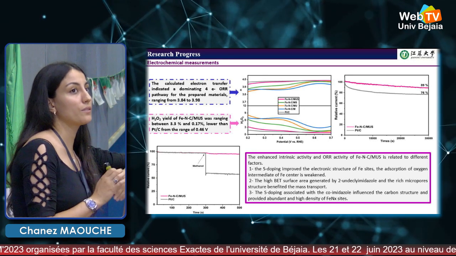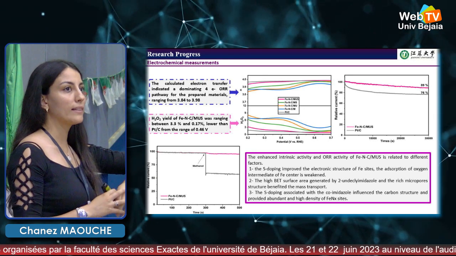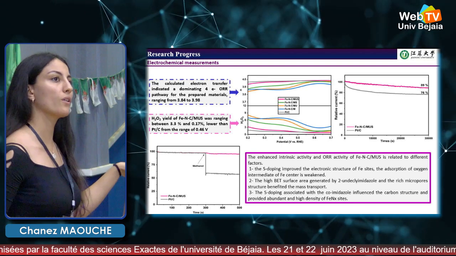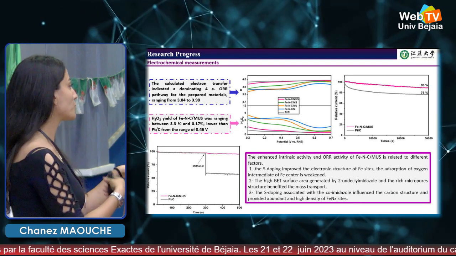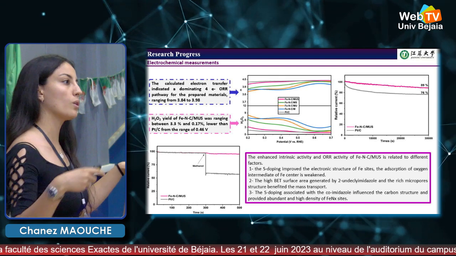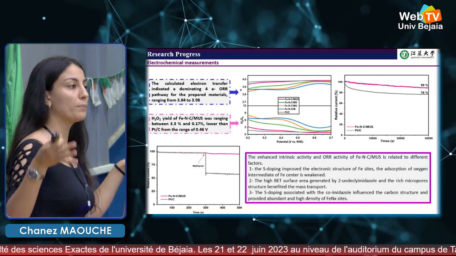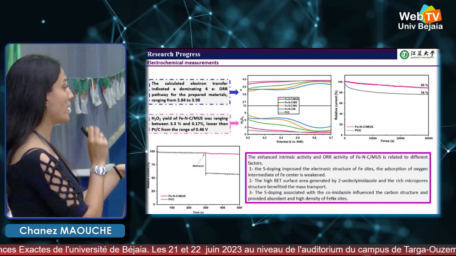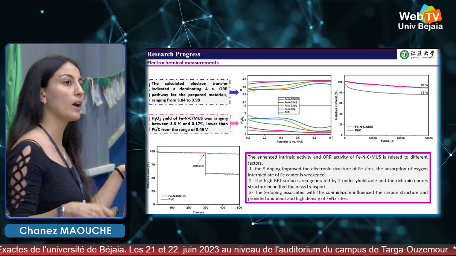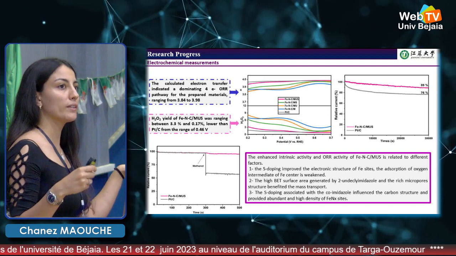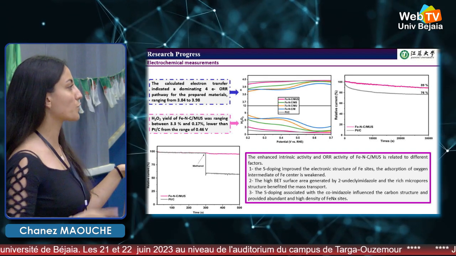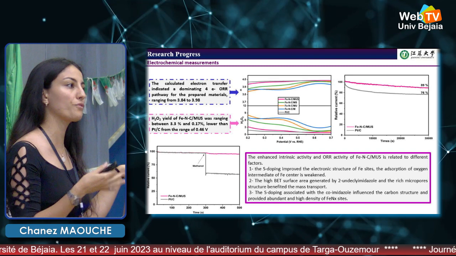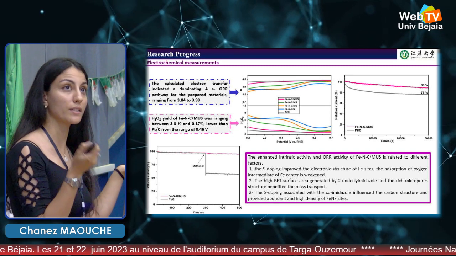So we can see through this work that the S-doping has led to the improvement of the electronic structure of our catalyst, and the introduction of dual ligand has led to a richer micropore structure and open structure. So both of them, the S-doping in addition to dual ligand, have influenced the carbon structure, which led to a higher density of active sites, which can explain the improvement of the ORR catalytic activity.